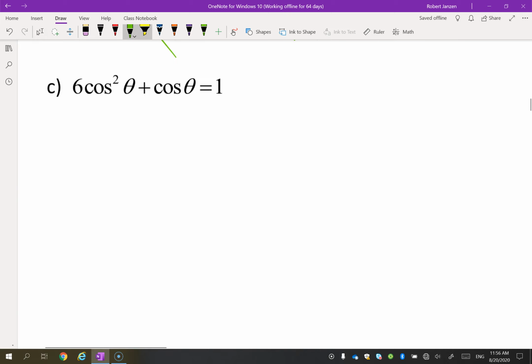So let's do this one with let x. Again, you don't need to do this. Some people like it better. It's up to you. And I'm going to bring the 1 over.